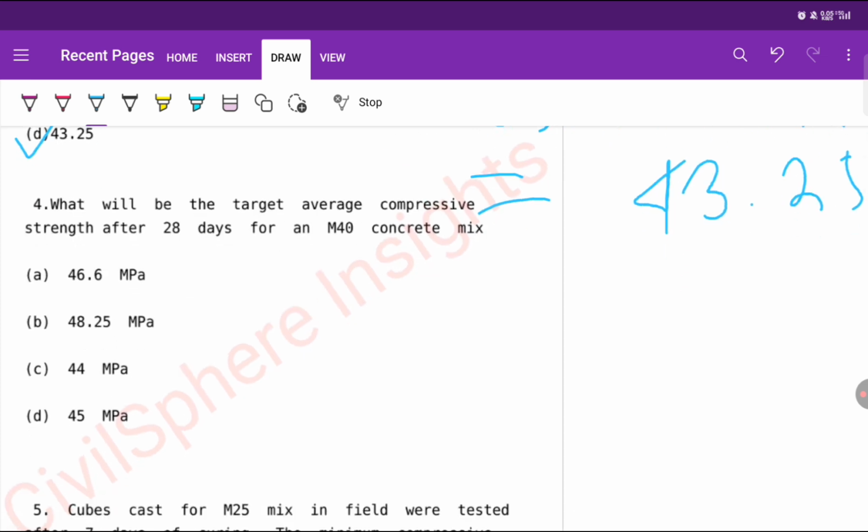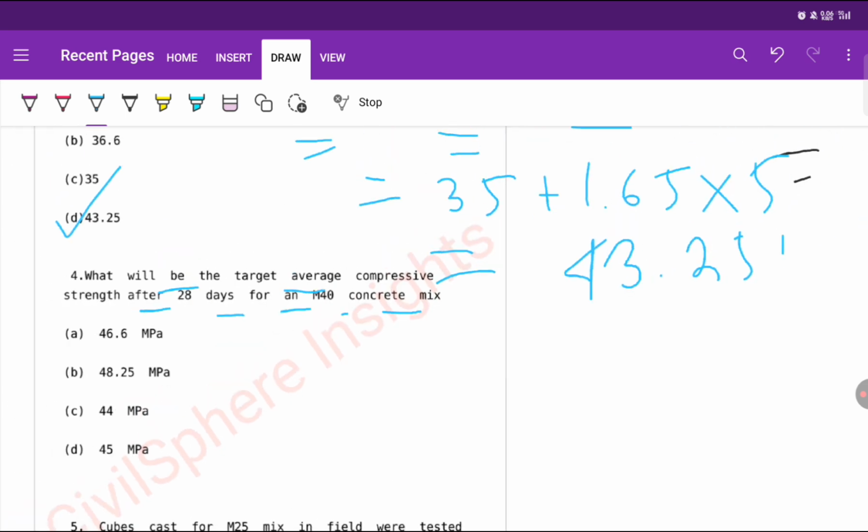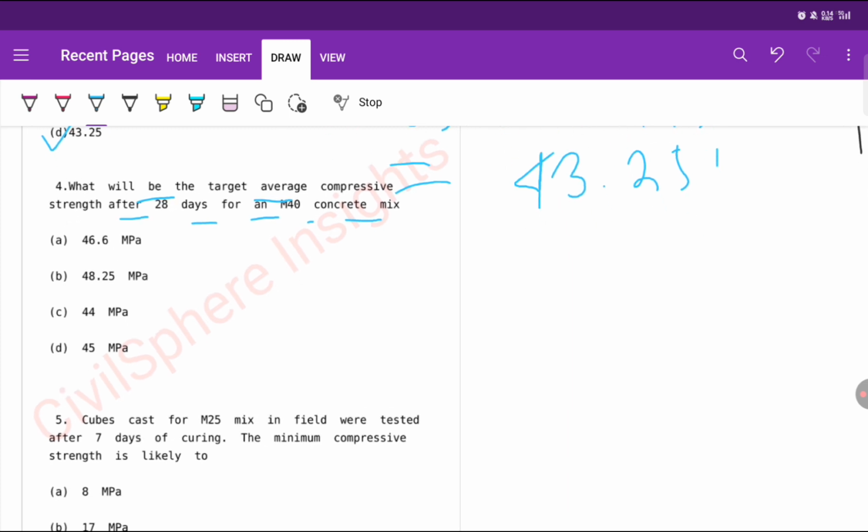Okay. Now coming to the next question. What will be the target average compressive strength after 28 days for an M40 grade concrete mix? So for the M40 grade concrete mix, what will be the average compressive strength after 28 days? In this question there is no standard deviation given. So we have to remember a few values.